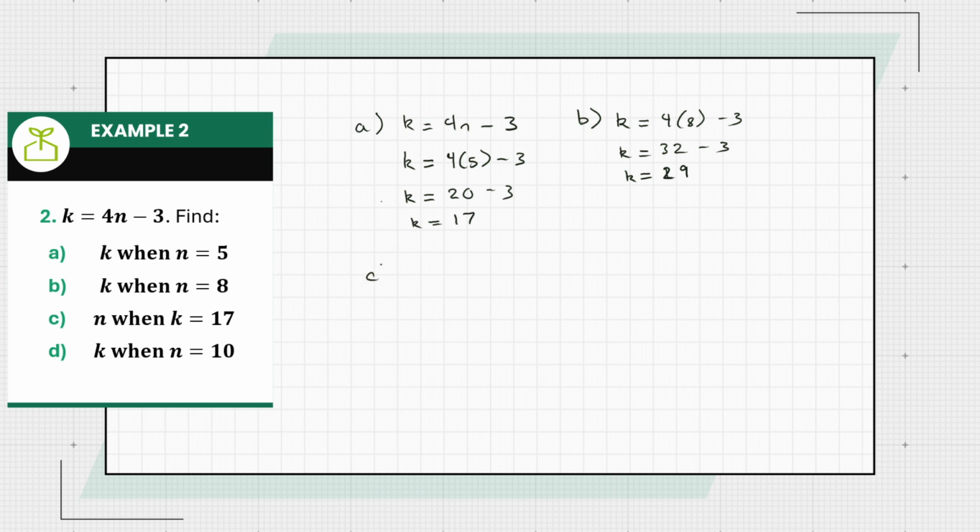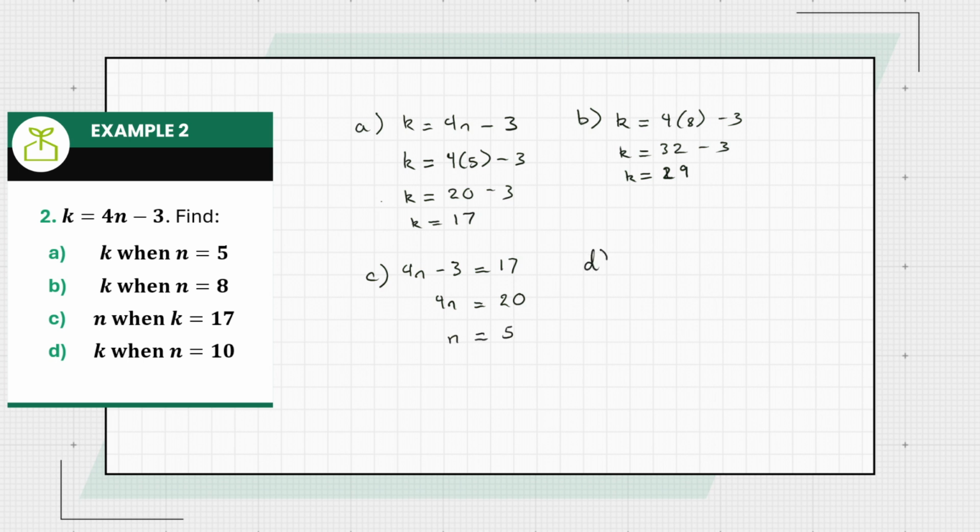Alright, let's look at C. So for C, we have n when k is equal to 17. So let's rewrite our equation with n on the left and with our other k on the right. So let's say we have 4n minus 3 is equal to 17. Alright, adding 3 to both sides means we're left with 4n is equal to 20. Dividing both sides by 4, we get n is equal to 5.